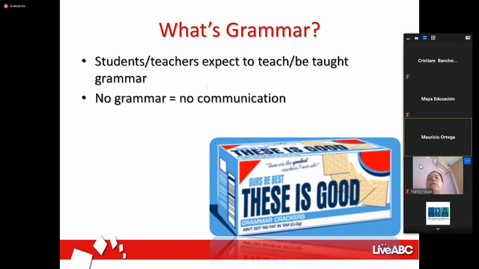So in here you're reading students and teachers expect to teach and be taught grammar. Students expect to be taught grammar. Teachers expect to teach grammar. Sometimes when you are being presented books, one of the questions that some teachers give you is, okay, and where's grammar?